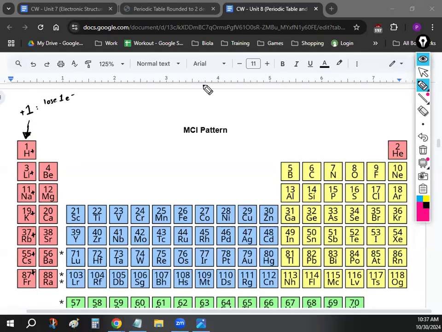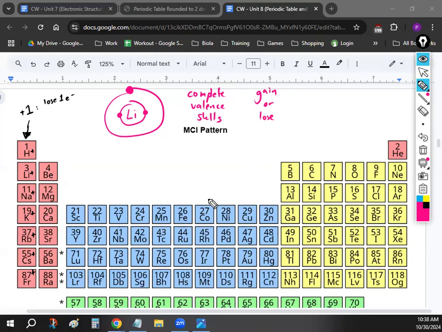And the reason why is very simple. Let's take a look at Li. Okay, and I'm going to draw the shell model. You guys don't need to draw this. This is just for you guys. Okay, but Li is going to look something like this. Now, atoms have a tendency they want to have complete valence shells. Okay, and the reason why is because it makes the atom more stable. If a shell is incomplete, the atom is unstable. And so what an atom wants to do is they either want to gain or they want to lose electrons in order to have a complete outer shell.